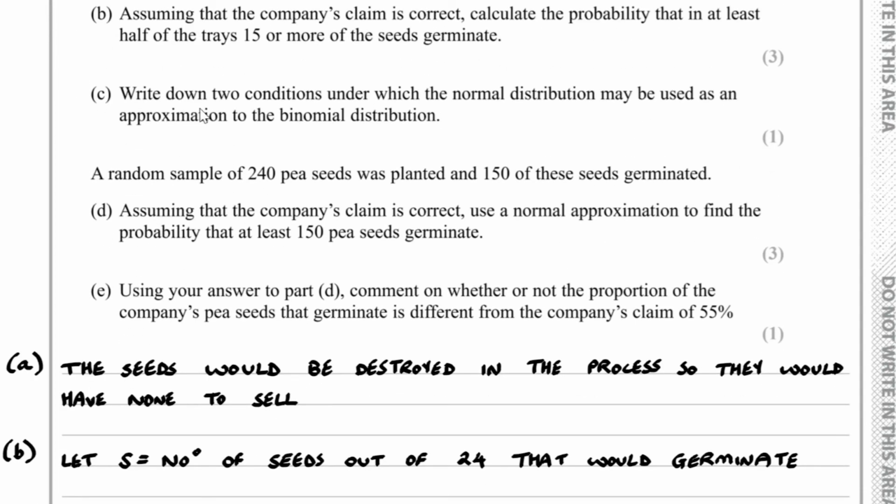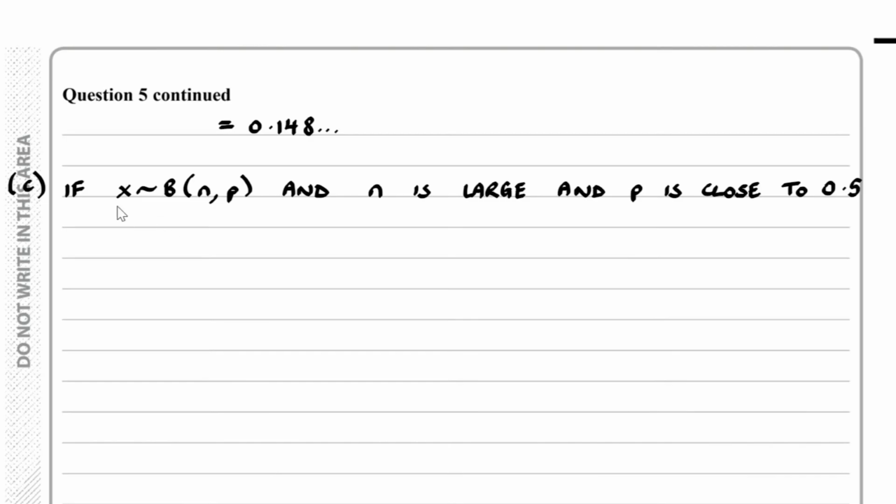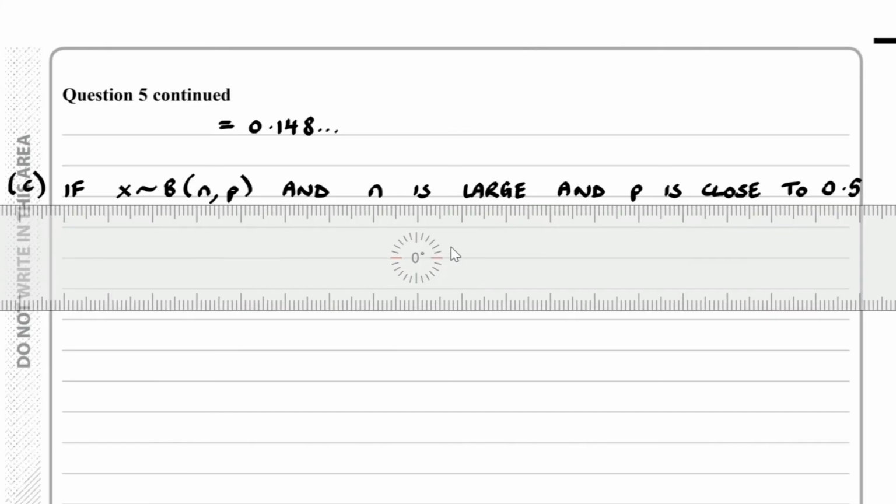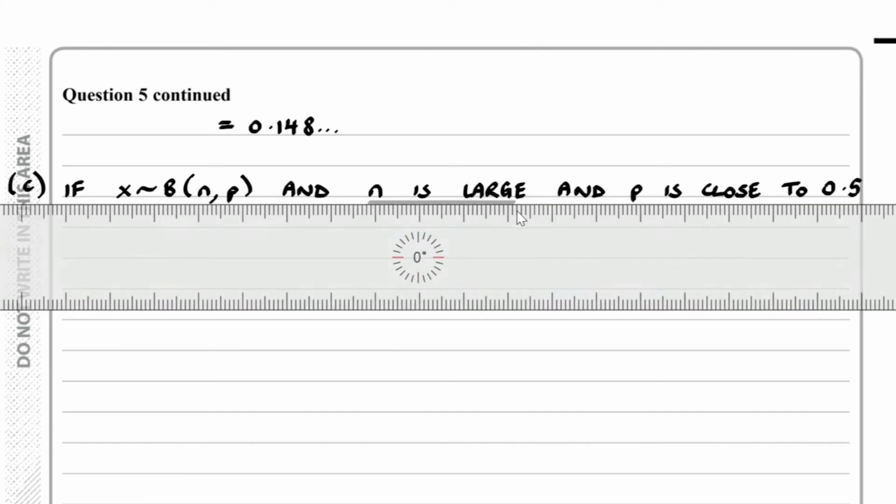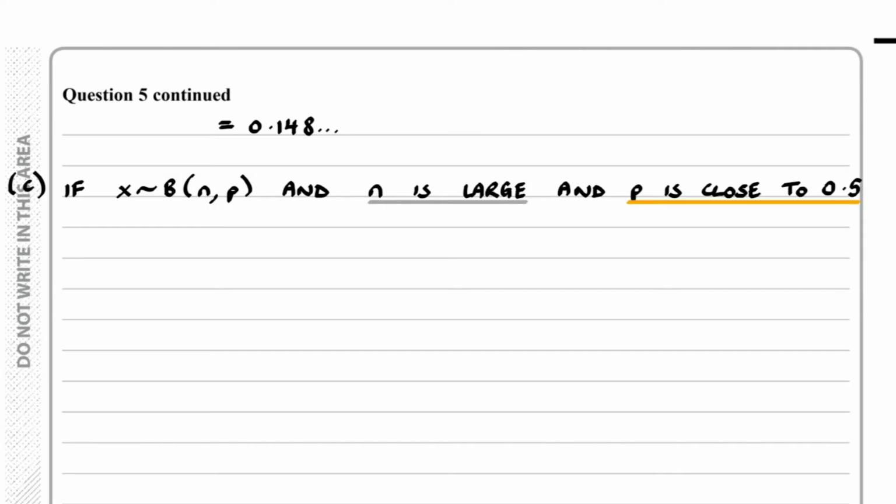Then for part C, we have to write down two conditions under which the normal distribution may be used as an approximation to the binomial distribution. So if we've got X following a binomial distribution with parameters n and p, and if n is large, so this is our first condition, and if our other condition, p is close to 0.5, if these two conditions are satisfied, then we can say X follows a normal distribution with parameters np and then np times by 1 minus p.